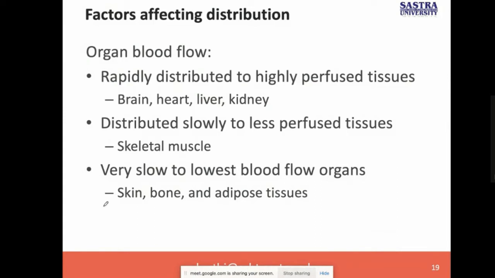Surface area, right? So these are the factors which mainly affect permeation and absorption. Similar to that, what are the factors which affect the distribution process?